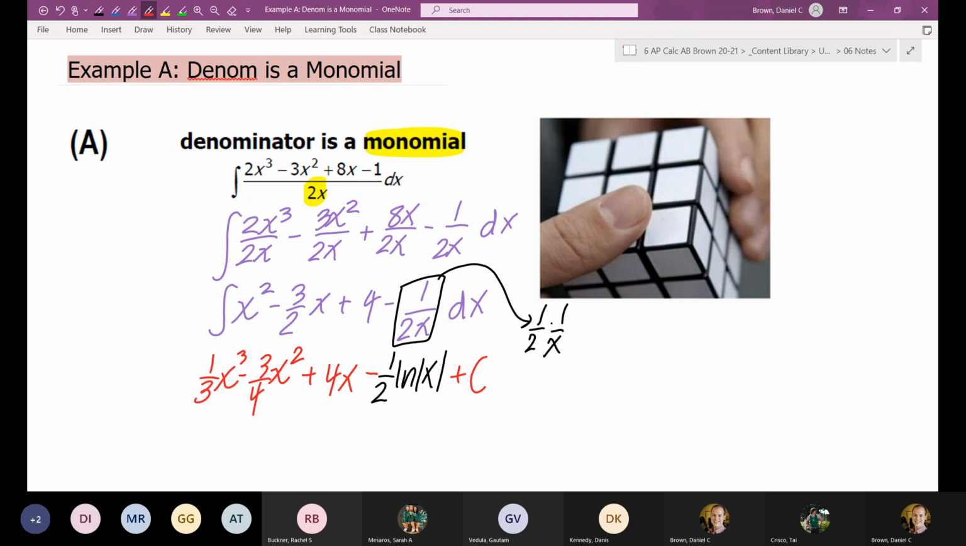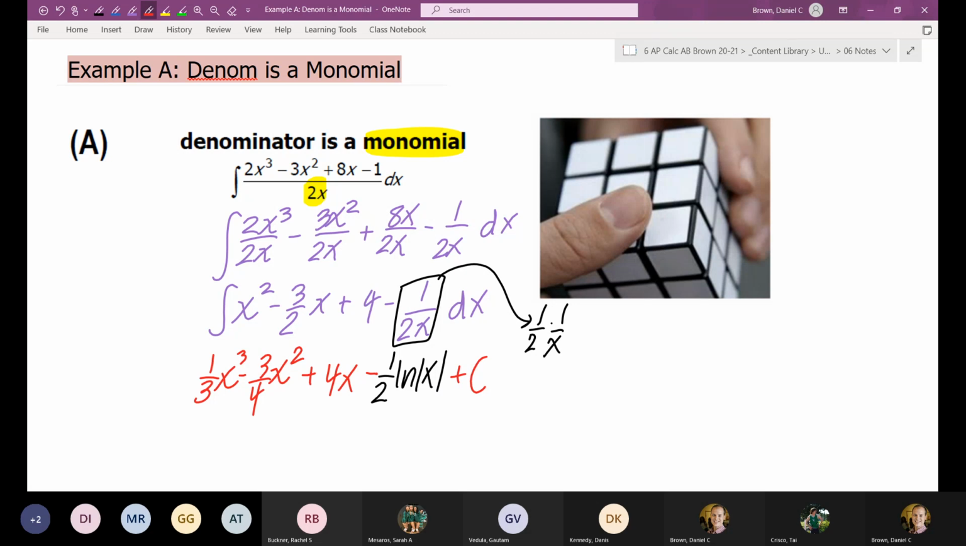Questions so far? All right, go ahead. Sorry, Mitch. Yeah, so you kind of broke it apart, right? Yeah, I pretty much took it term by term. So instead of having what was a quotient, it's now just a bunch of separate terms.